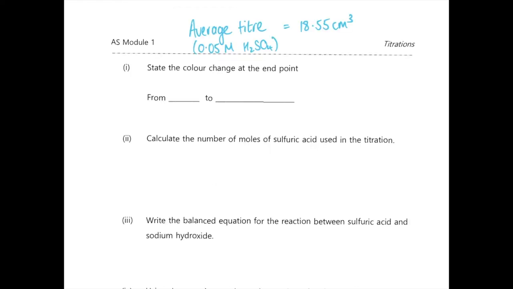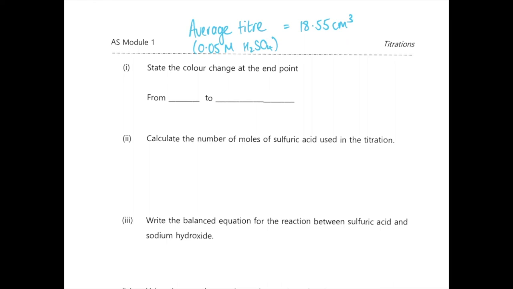So over on the next page, we have our calculation for the concentration of sodium hydroxide in structured steps. It's important to know that all titration calculations start with the average titer, because that's what we have worked out, and we're now going to use that value to calculate other values. So let's work through the questions as they are, and then I'll give you a bit of practice in this as well. So the first question is: state the colour change at the end point.